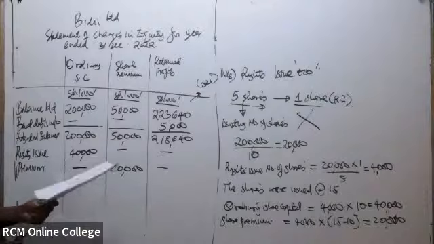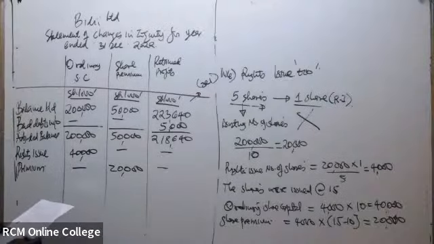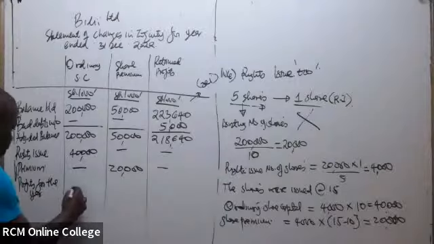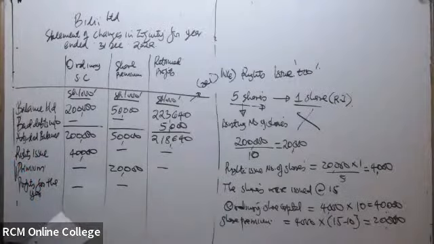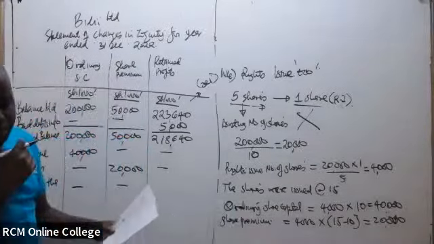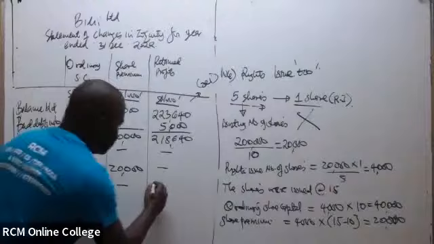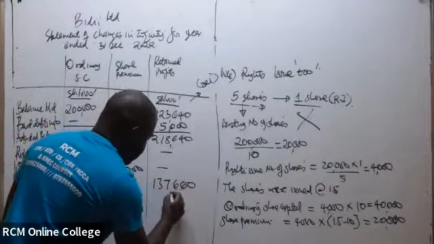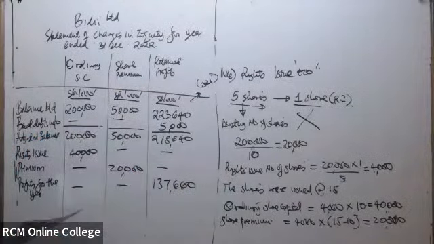Now, in this case, we have the profit for the year. Profits for the year. So this one you end up having to pick what we realized as profits in our statement of profit or loss. And I think it was coming to how much? 137,660.